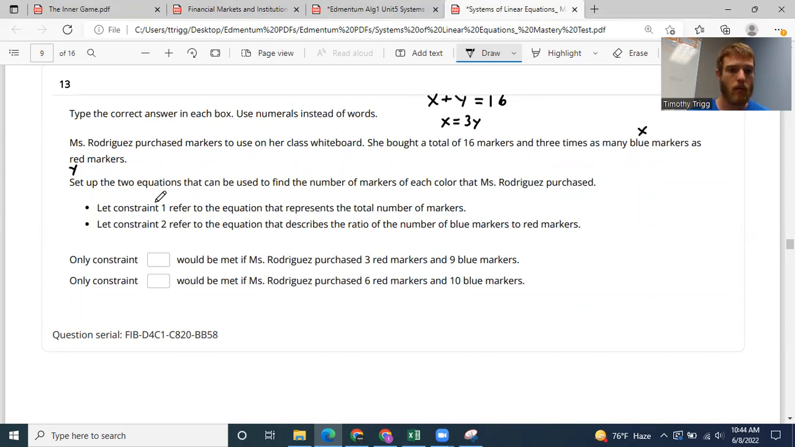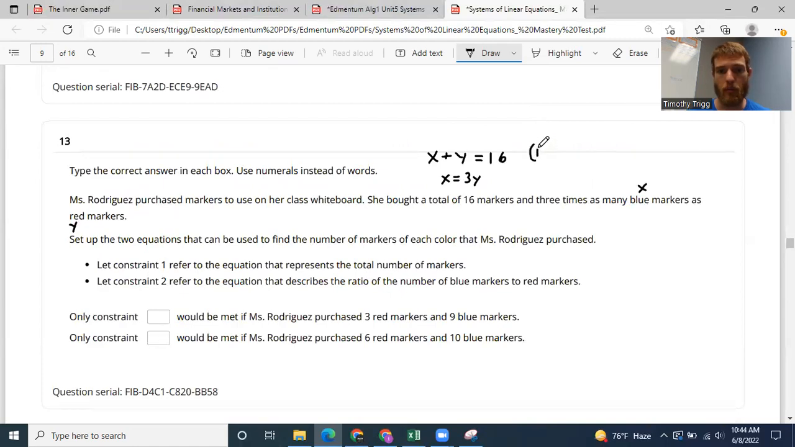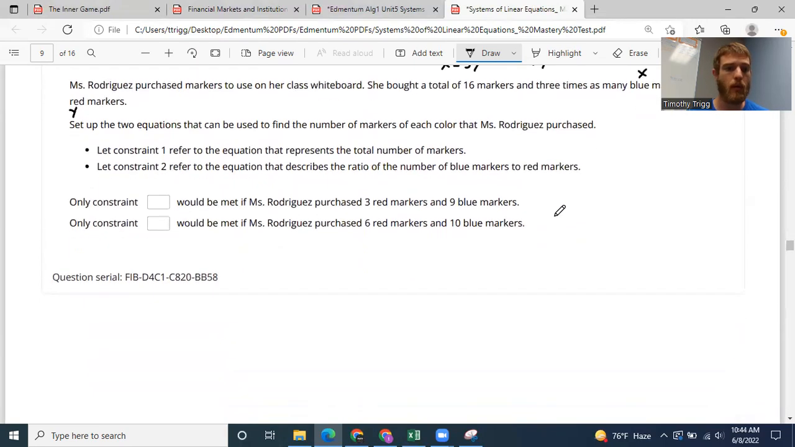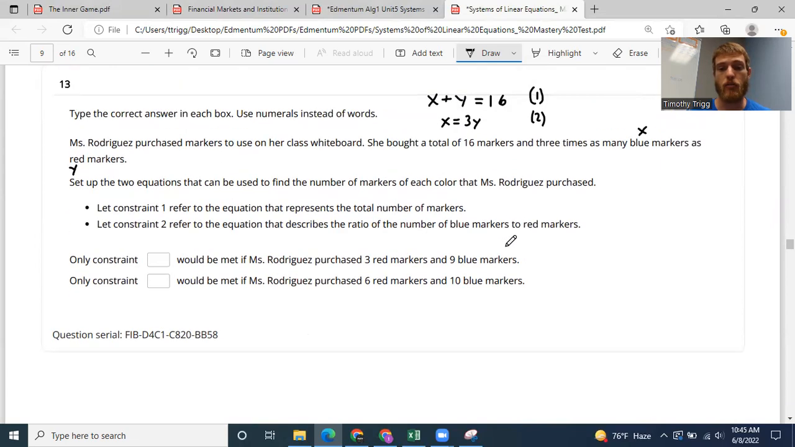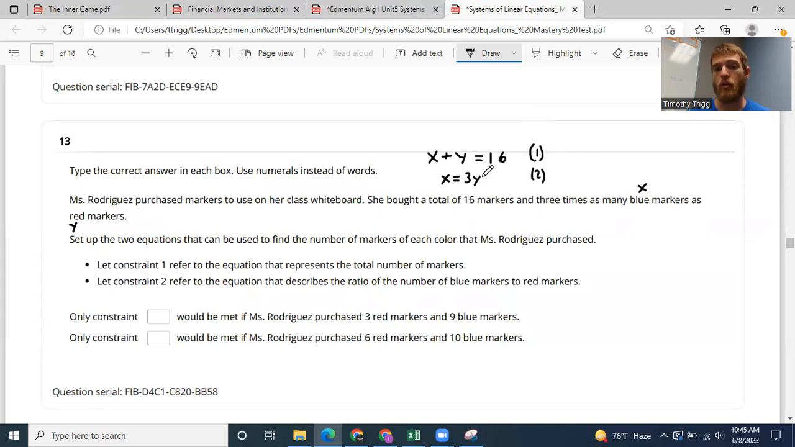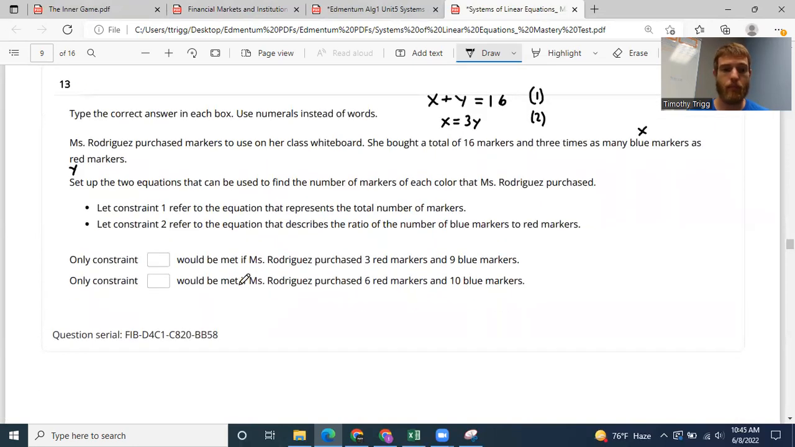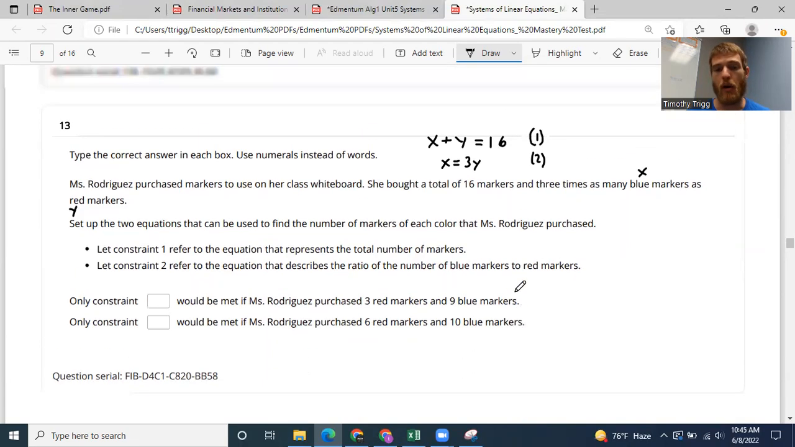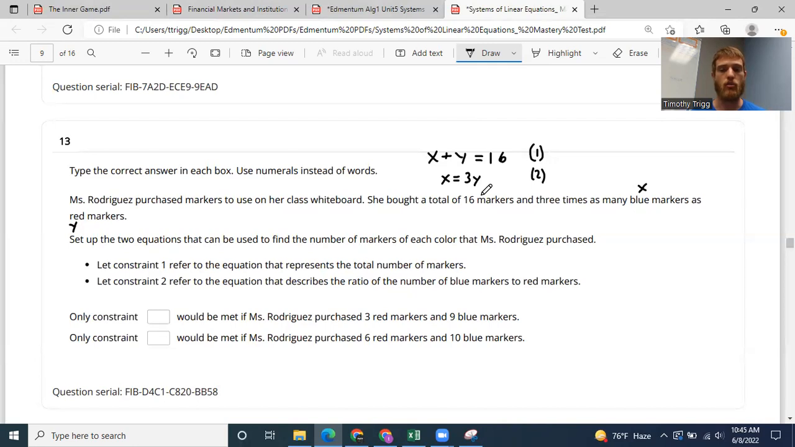Okay. The constraint 1 referred to the total number of markers. So once again, the first equation is constraint 1. The second equation is constraint 2. Only constraint blank would be met if Ms. Rodriguez has purchased 3 red markers and 9 blue markers. So 3 red markers and 9 blue markers. Does that follow constraint 1 or constraint 2? What about if she purchased 6 red markers and 10 blue markers? Does that follow constraint 1 or constraint 2?